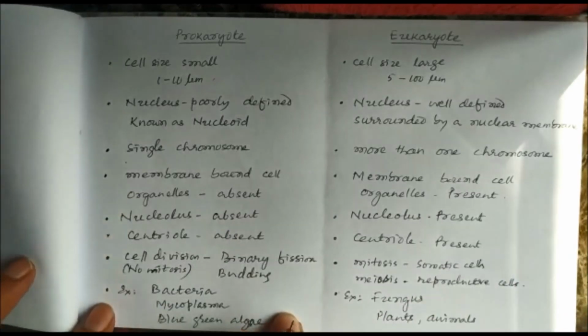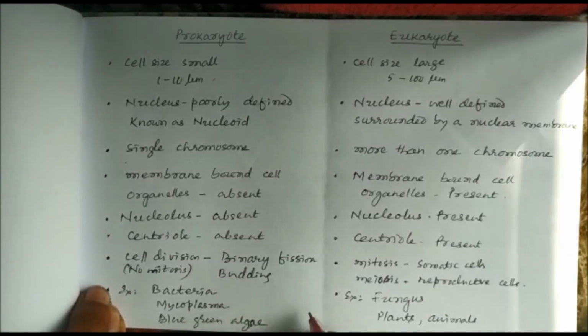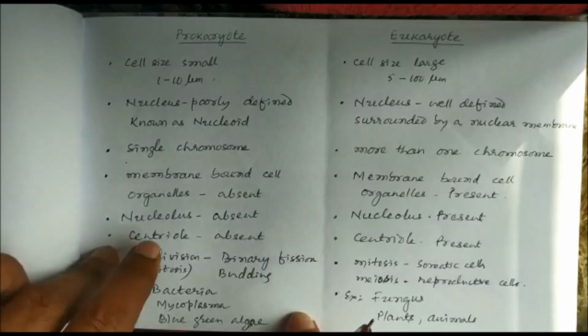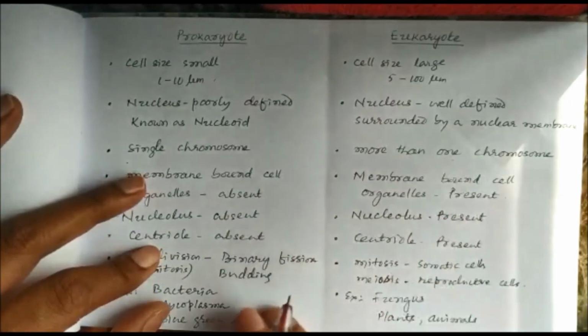So examples of prokaryotes are bacteria, mycoplasma, and blue-green algae; all are examples of prokaryotes. Fungi, plants and animals are the examples of eukaryotes.